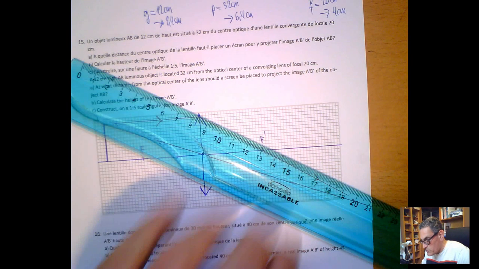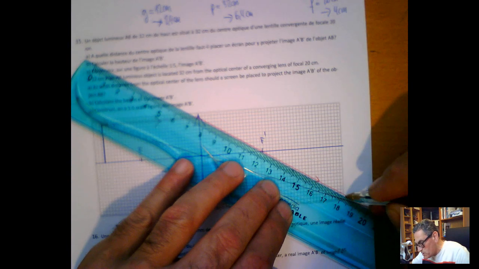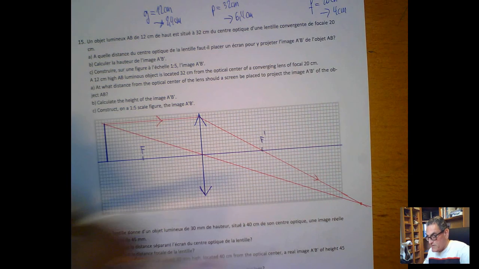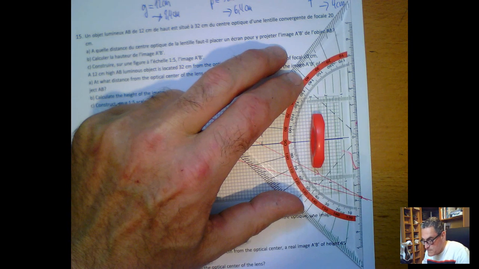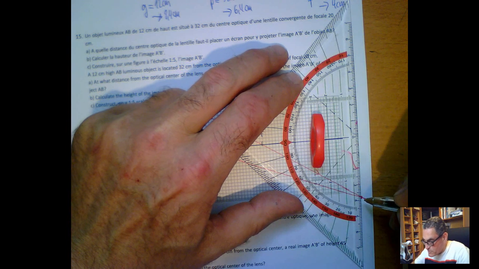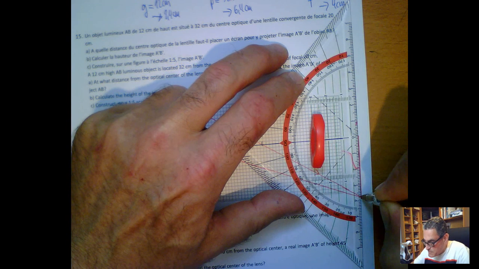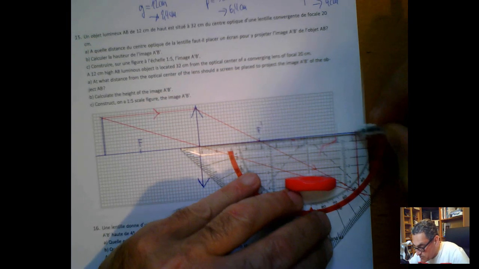Now I have my other ray which is arriving here, and this one I should extend a bit, and we have an intersection here, so we have an image which is here, perpendicular to the optical axis, which I can extend if you want.